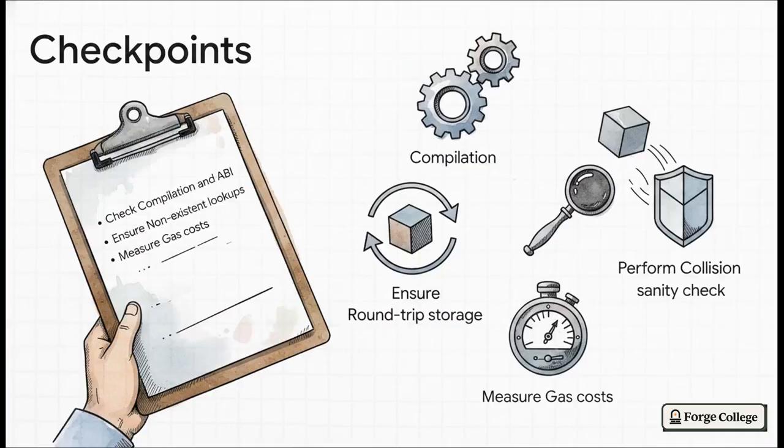Before you even think about deploying this code, please run through these technical checkpoints. Number 1, check your compilation and ABI to make sure your getter functions are actually visible. 2, verify round-trip storage, ensuring that whatever goes in is exactly what comes out. 3, validate non-existent lookups to test that phantom 0 trap we talked about. 4, do a collision sanity check, especially if you're hashing strings or dynamic arrays. And 5, run a quick gas measurement. Just double-check if your chosen method is needlessly burning gas for your specific use case. If you pass these checkpoints, you can deploy with complete developer confidence.